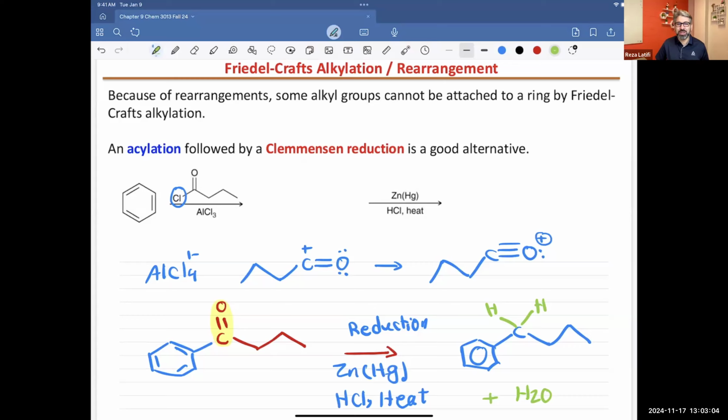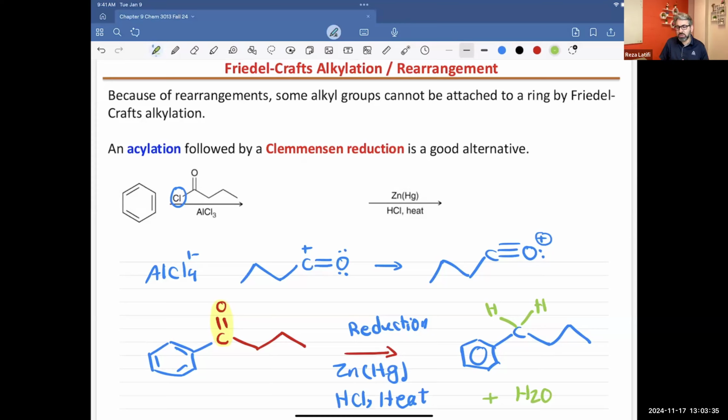In the last lecture, I went through Friedel-Crafts alkylation, and I showed you some of the limitations of this reaction. We said that we have rearrangement, and in order to avoid the rearrangement, we can use acylation. In acylation, we will have a carbonyl group attached to the ring. Now, how do we get rid of the carbonyl group? We have to reduce it. When we reduce that carbonyl group, the oxygen will turn to water, and the rest we will have a saturated molecule.